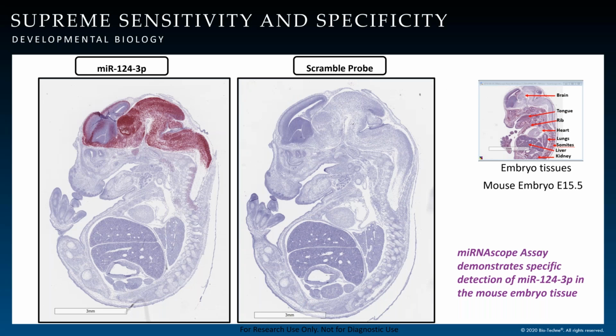Another key application with miRNAscope assay is developmental biology. This particular image is a good example of the spatial resolution of the detection of miR-124. Here we have a sagittal section of a mouse embryo age E15.5. This image shows very nice detection of miR-124, specifically in the brain and central nervous system, but not in other regions. In comparison, we also show the scramble probe to show the robustness of miRNAscope assay. We can see very strikingly how miRNAscope delivers that spatial resolution that is required to fully understand the function of this microRNA.